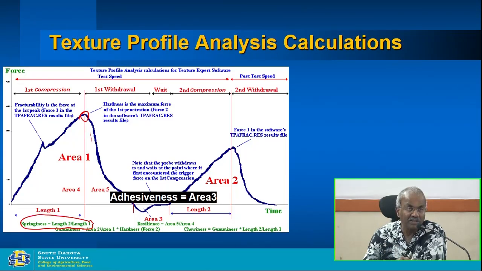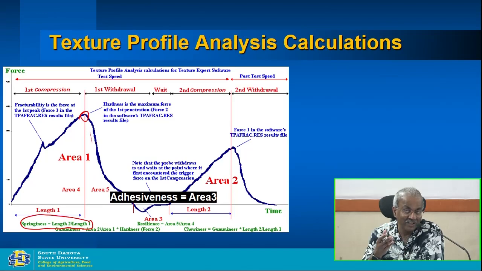Another is gumminess. Gumminess is nothing but area 2 over area 1, and then you are multiplying by hardness, so that you have some meaningful information. So area 2 by area 1 will be unitless, and then you multiply by hardness, you get a Newton. At least you have Newton there, right? Hardness is in Newton, because that's what the force is. So you get a Newton unit.